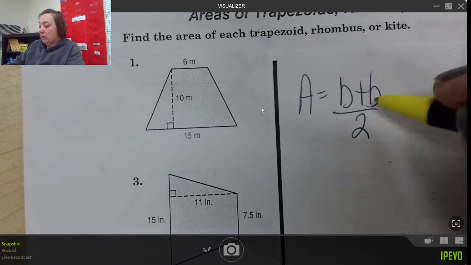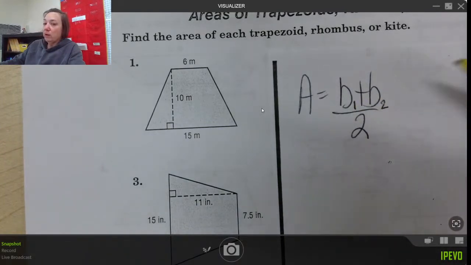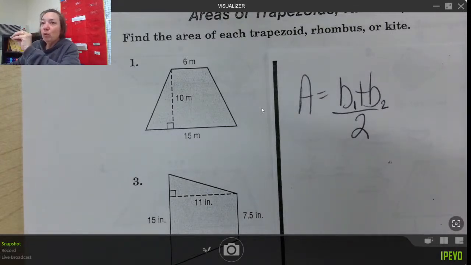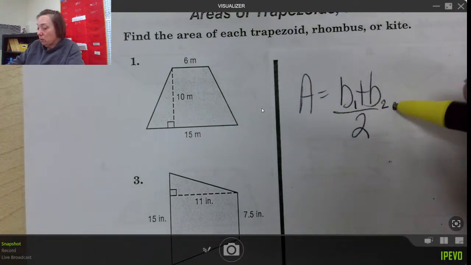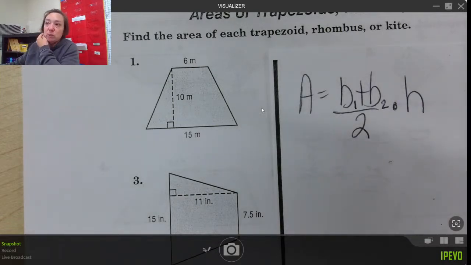Now, the official formula has a B1 plus B2, but that doesn't make any difference. It doesn't matter which one we call 1 and which one we call 2. Then, whatever you get here, you multiply that by the height of the trapezoid, from the very bottom to the top. Okay?